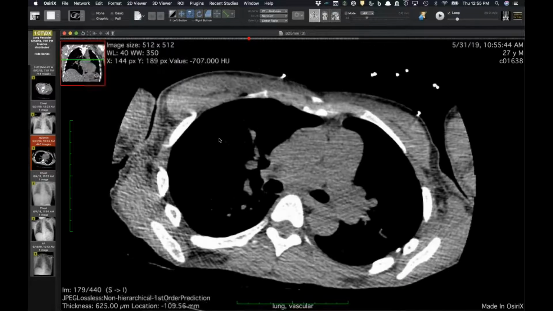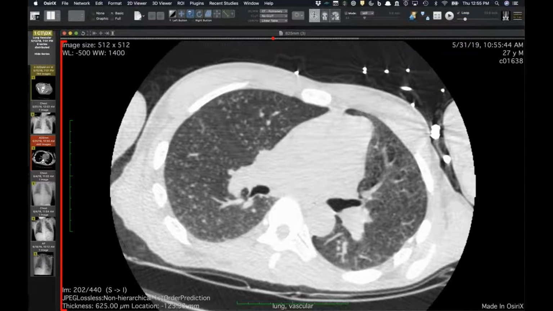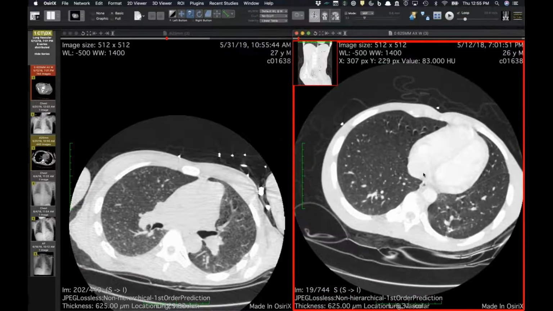The first thing we're going to look at is his pulmonary artery. His pulmonary artery is big. And the next thing, she went back and looked at last year, before he had a line, he had none of these. This was in 2018.